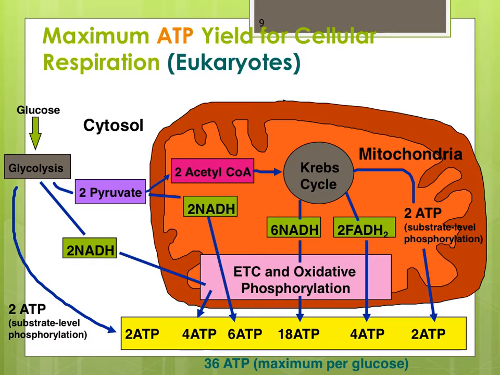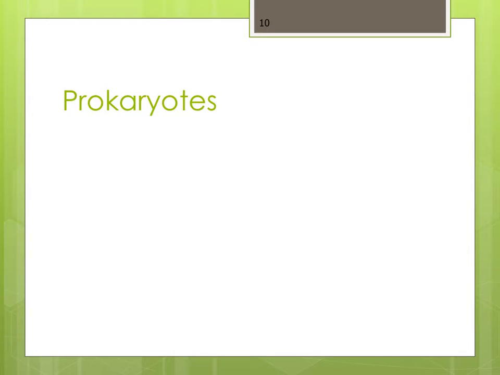So again, here's that maximum yield in eukaryotes. In prokaryotes, what are they doing? Prokaryotes are doing glycolysis, but what else are they doing? They're mostly doing fermentation. Why? Because they don't have mitochondria, so they're not able to do the electron transport phase. Well, prokaryotes are going to get the 2 ATP in glycolysis.